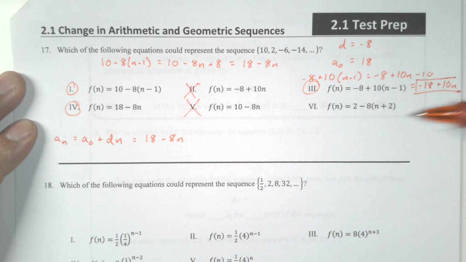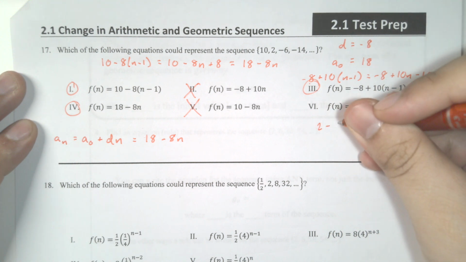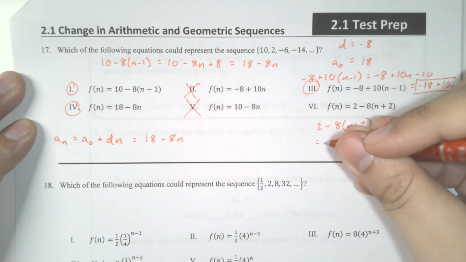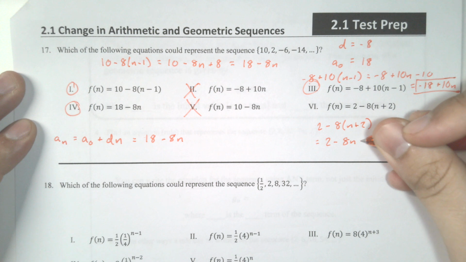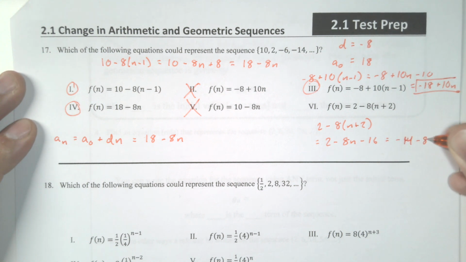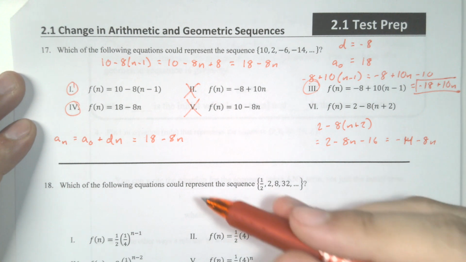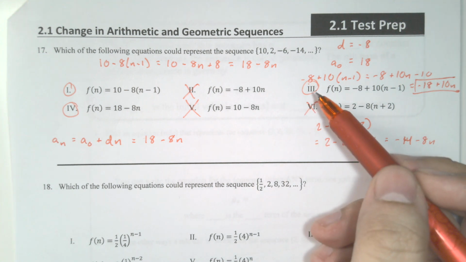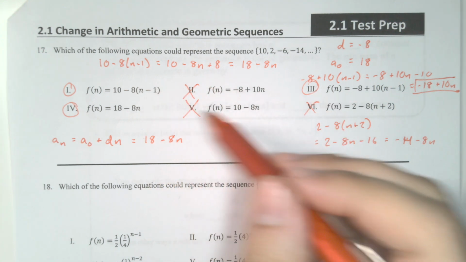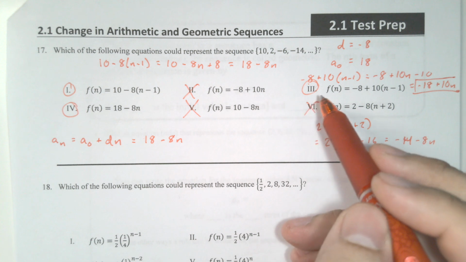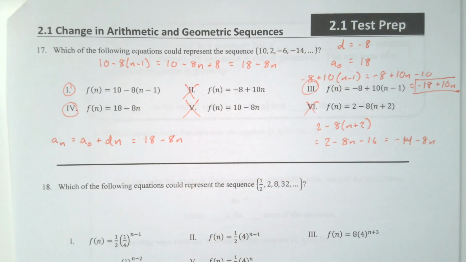And what about this last one here? We have 2 minus 8 times n plus 2. Let's simplify that. We have 2 minus 8n minus 16. This is equal to negative 14 minus 8n. And that is not equal to 18 minus 8n. So that one does not check out. So 3 of these formulas are actually all equivalent. It just depends on what term you use to base your formula off of, but they're all the same thing. They'll produce the same sequence.